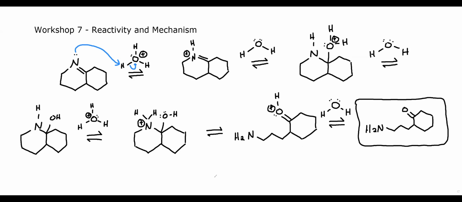Now we know a C double bond O is partially negative up top, partially positive down here, and we can get nucleophilic attack on the carbonyl. The C double bond N is very similar, especially when that nitrogen is positively charged like that. It's very similar to the C double bond O, where we can get nucleophilic attack, and then the pi bond gets kicked up as a lone pair.